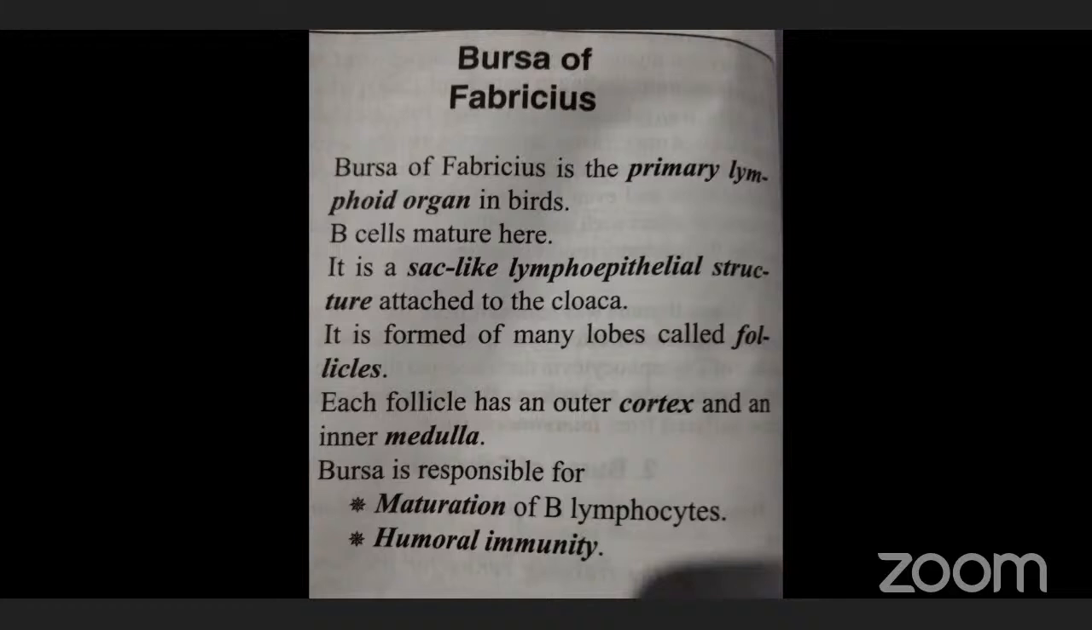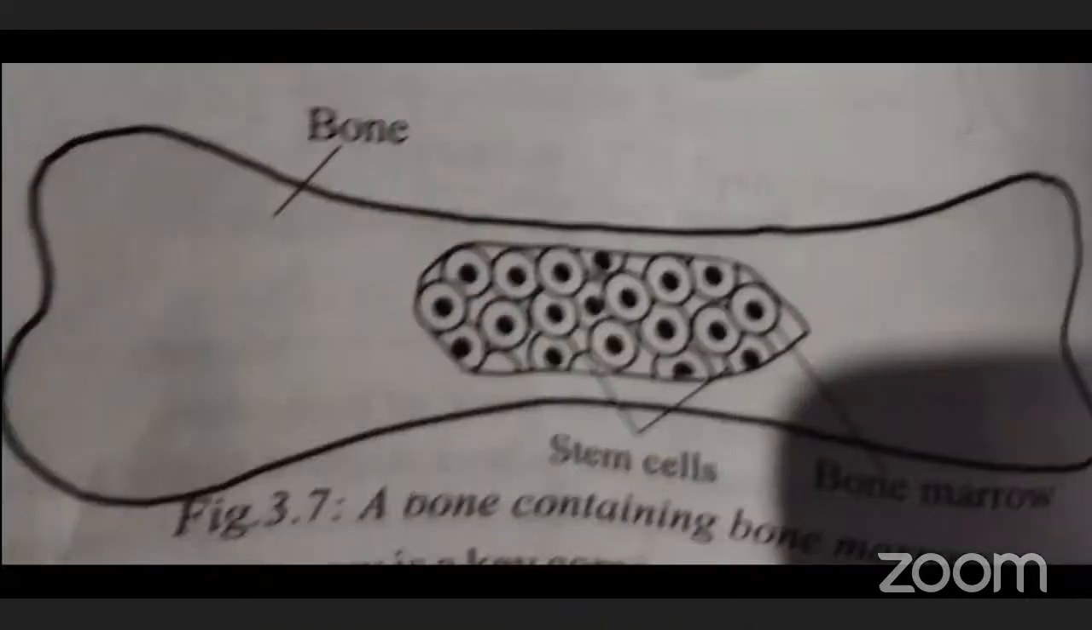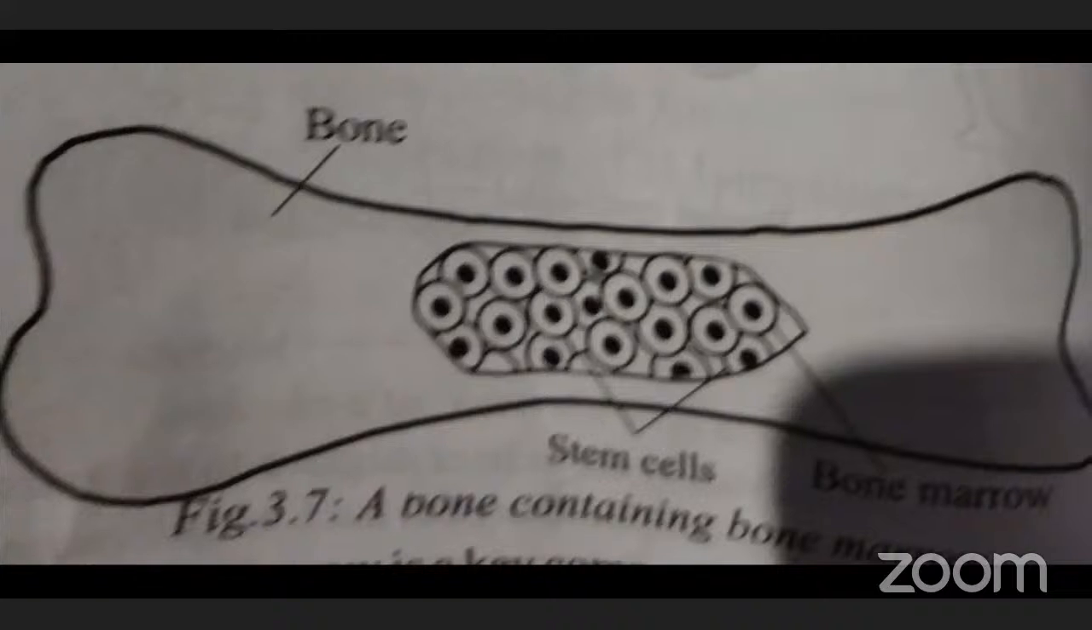Clear? Up to this level. The important question is: the bursa of Fabricius is a primary lymphatic organ in birds. B cell maturation and humoral immunity take place in the bursa of Fabricius. Those are important questions. The third one is bone marrow.